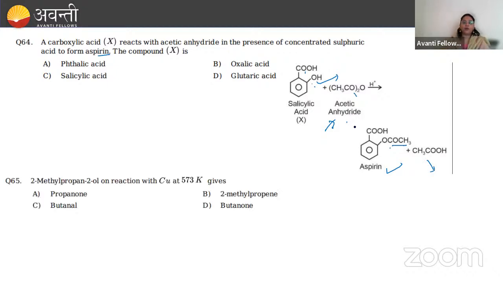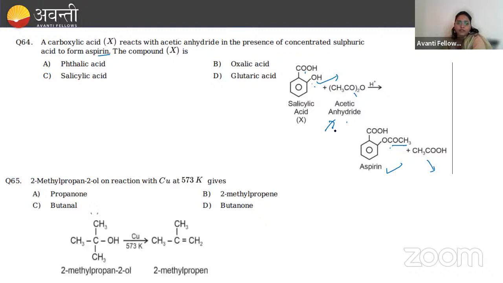Next problem. 2-methyl propane 2-ol on reaction with copper at 573 Kelvin gives. So here what will be the answer? What we are going to get? 2-methyl propane 2-ol. So this is the alcohol on reaction with copper. What happens when alcohol reacts with copper? This is what? Reduction process. Okay. So यहाँ पे क्या हो रहा है? Methyl propane 2-ol से there is a formation of propene. Okay. So our answer will be what? Option B. Any doubt in this? 2-methyl propene. Yes. One hydrogen has been displaced.